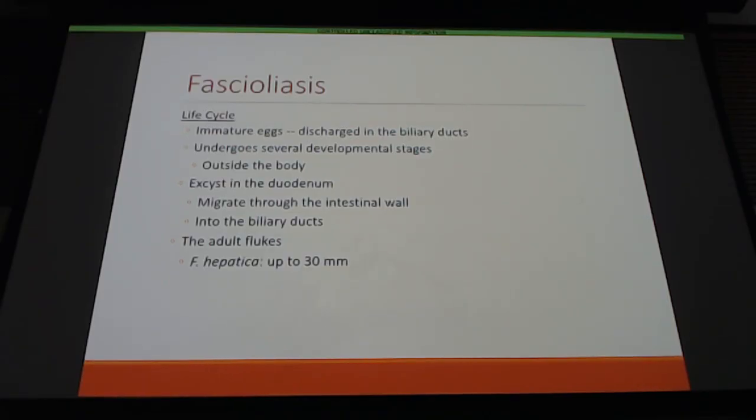ingest it, it gets into our intestinal tract, breaks through our intestinal tract, and migrates its way up to the biliary ducts. And remember, during that migratory phase, when it breaks through our intestinal tract, is when that eosinophilia is going to kick in. Not when it's just hanging out on the intestinal wall. And these guys can grow up to 30 millimeters, which is a little over an inch.